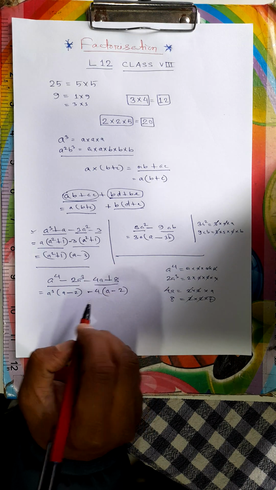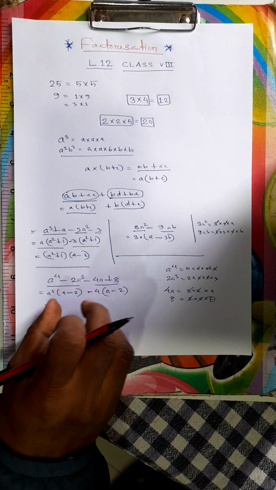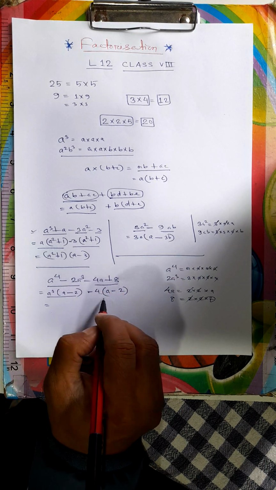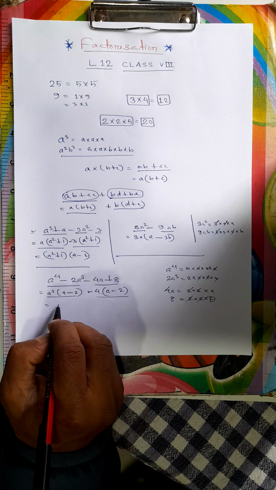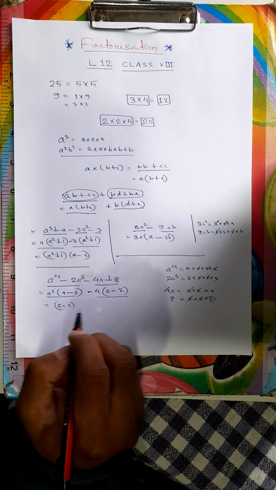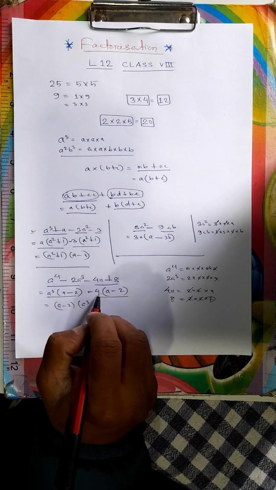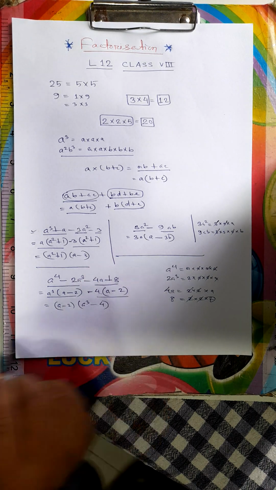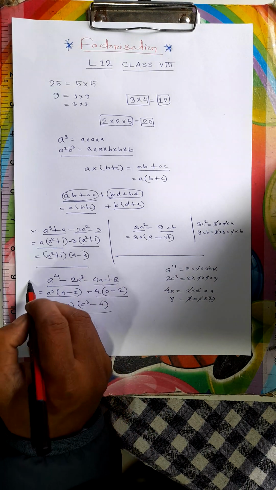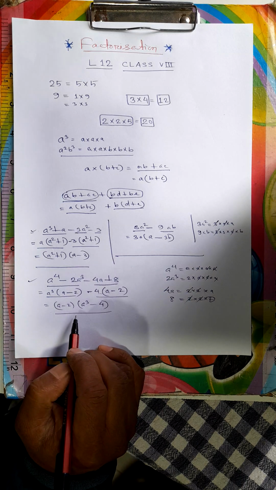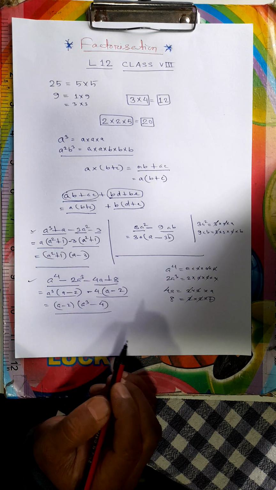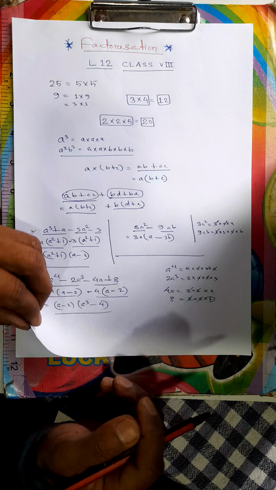Right? Now again in these two terms, what is the common factor? A minus 2 is the common factor. So what is left out? First term, a cube is left out. Second term, minus 4 is left out. So factors of these algebraic expressions are (a minus 2) into (a cube minus 4). Right?